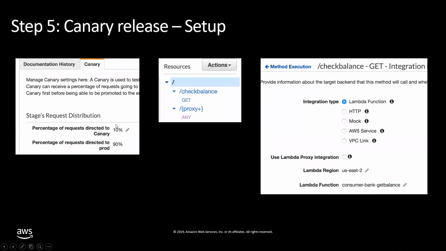Within the API, you can simply go through and literally determine the percentage of traffic that you want to direct. And then in the far right here, you can see what we've done is, rather than taking this as an HTTP pass-through, we're pointing it directly to our Lambda function. So as we move down here, we're specifying that consumer bank get balance function that we created earlier. So we're deploying that 10%.